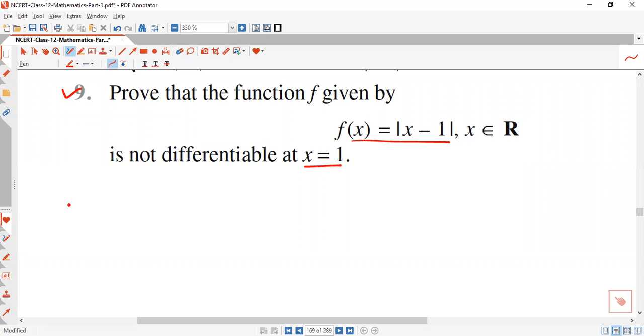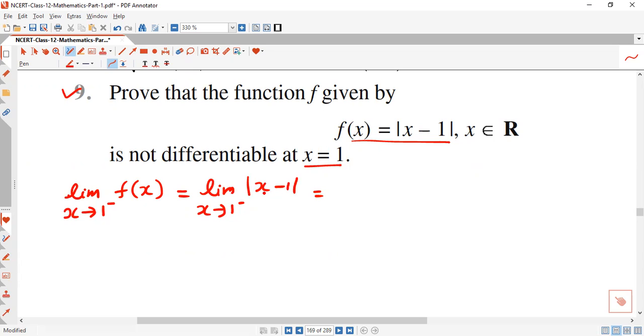We say the function is not differentiable, it means the limit. First we will find out the left hand limit: limit x tends to 1 minus of f(x). What is the value of f(x) here? Limit x tends to 1 minus of |x - 1|.